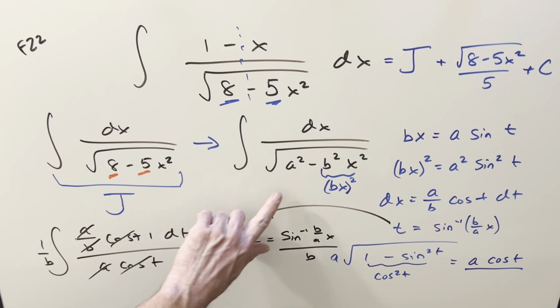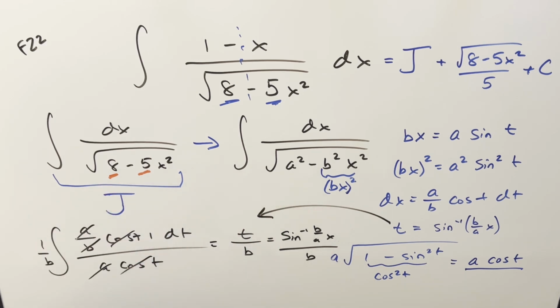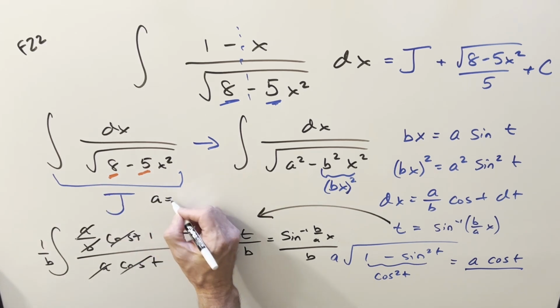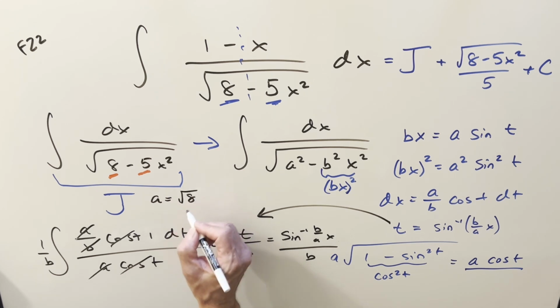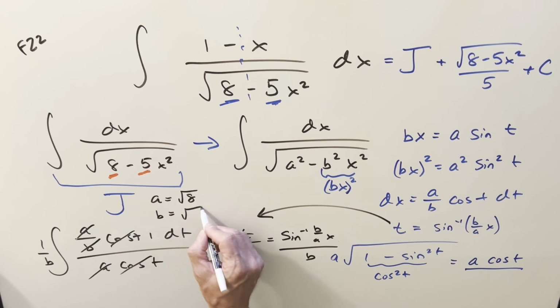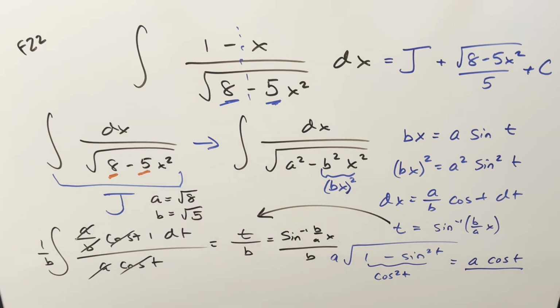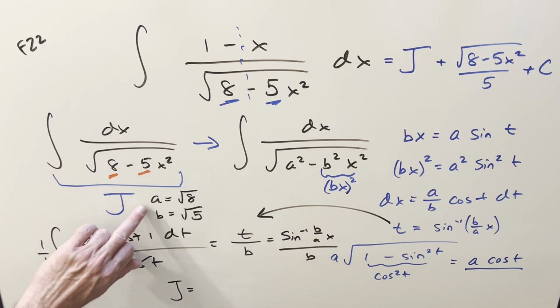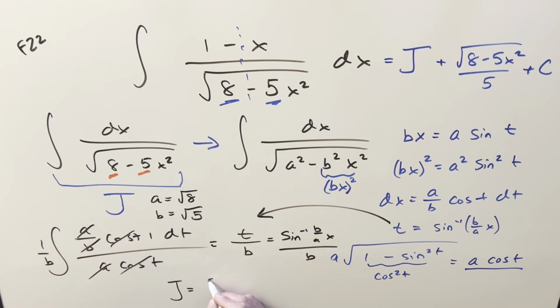So we're setting a squared equal to 8. So it's going to be a little messy because our a value is going to be square root of 8. And same kind of thing on the b value. b is going to be square root of 5. So let's see if I can put together a j value for this. Just plugging in our a and b into this, we're going to have arcsine of, we'll put together the square root, so we'll do it as square root of 5 over 8 times x, over square root of 5. And all you do is take this and throw it back in and finish it off.